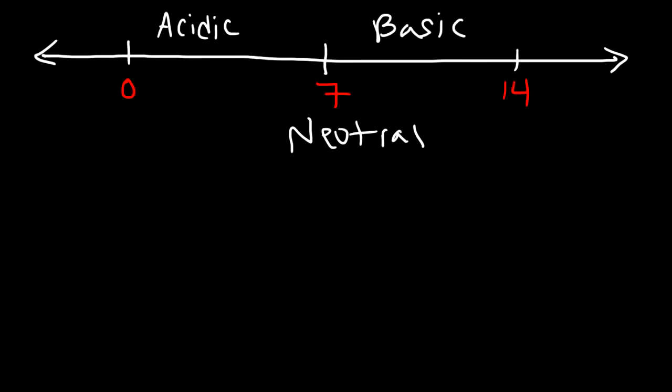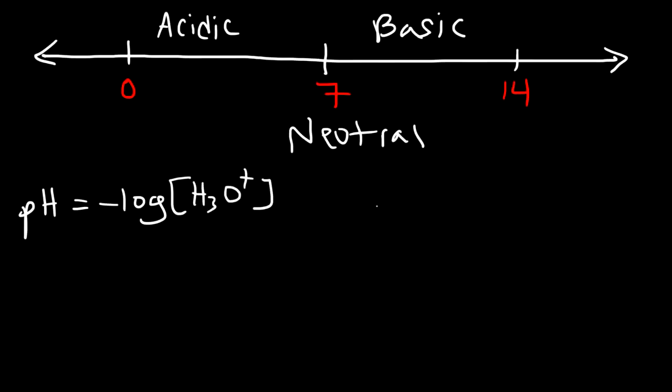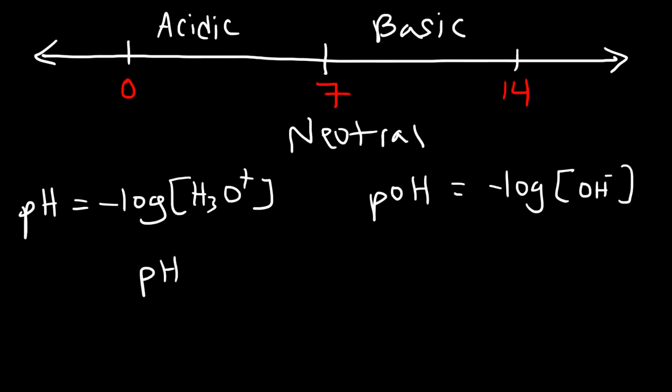Now, if you want to calculate the pH of the solution, you need to know the concentration of the hydronium ion, or the H+ ions. It's negative log of H3O+. And the pOH of the solution, it's negative log of the hydroxide concentration. The pH plus the pOH always adds up to 14 at 25 degrees Celsius.